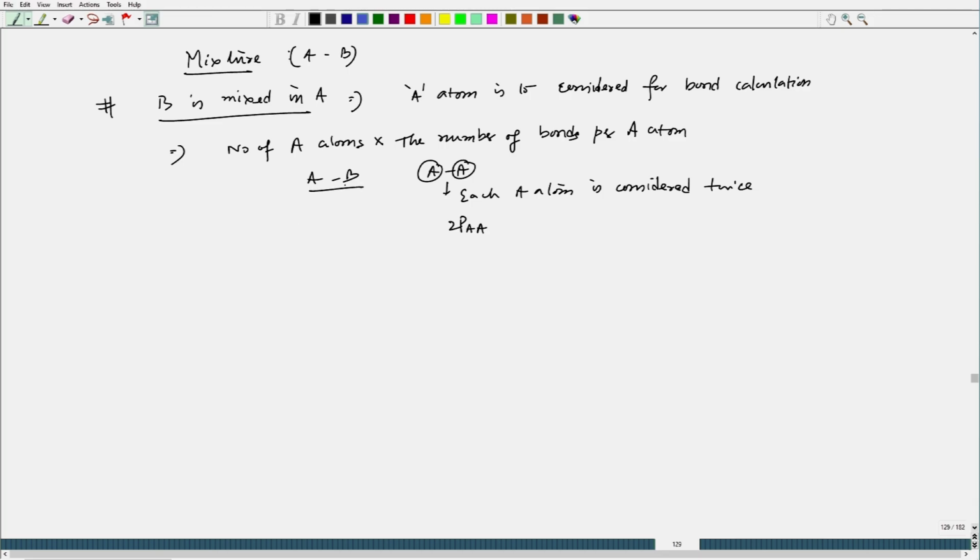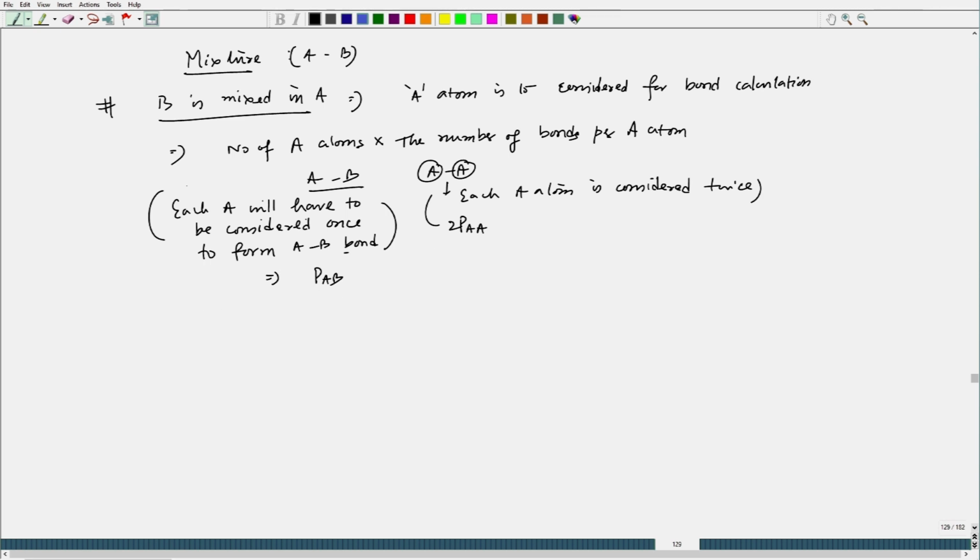Now, when we talk about AB, each A will have to be considered once to form an AB bond, because we are talking about bond formation with reference to A only. So, in that case, if we talk about the number of AB bonds, which is PAB.